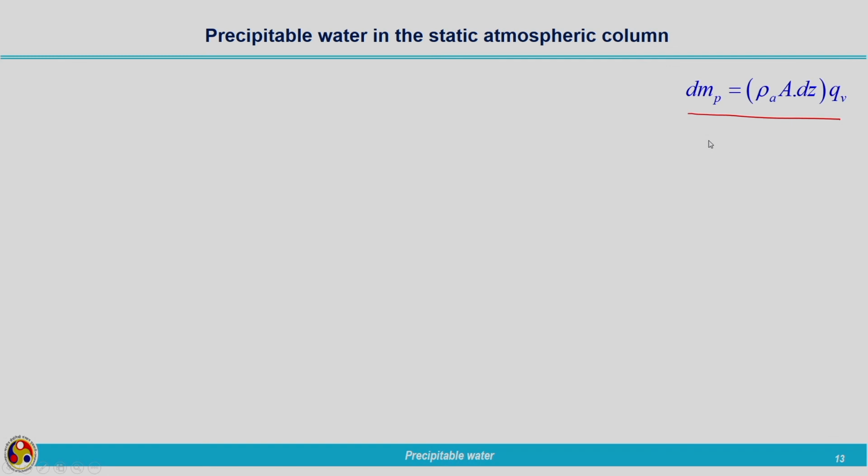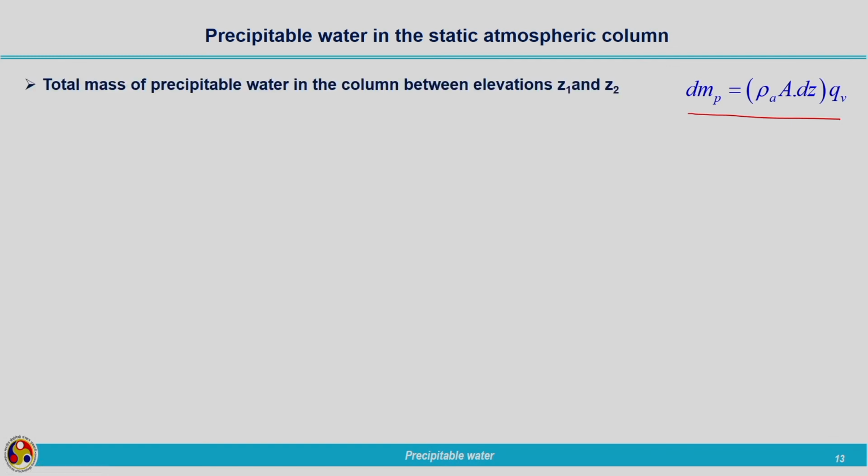So, for the entire region what we will be doing? We will be integrating it over the particular depth. We need to calculate the mass of moisture present in the entire column. Total mass of precipitable water in the column between elevation Z1 and Z2, we will be integrating this particular equation between Z1 and Z2. So, MP can be obtained by integrating rho A dz QV between Z1 and Z2.